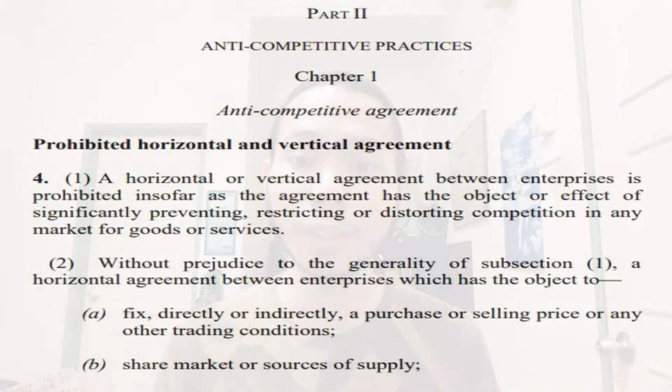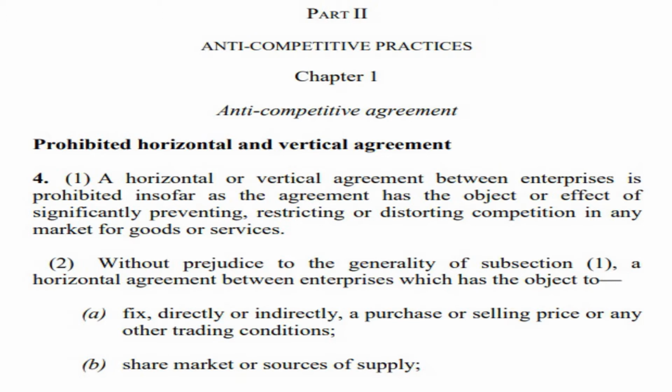Section 4, subsection 1 states that if you are an enterprise, a horizontal or vertical agreement between enterprises is prohibited insofar as the agreement has the object or effect of significantly preventing, restricting, or distorting competition in any market for goods or services. Again, like I've said before, if we combine all the interpretation of Section 4, subsection 1, if you are an enterprise and you agree with other enterprises, either horizontally or vertically, to distort competition, then you are liable for an offense or prohibition under the Competition Act, which is an anti-competitive agreement. You have to prove the object or effect.